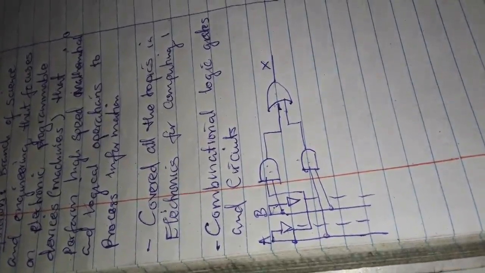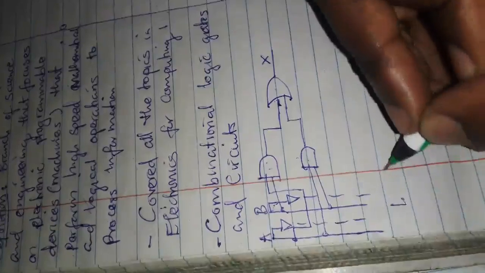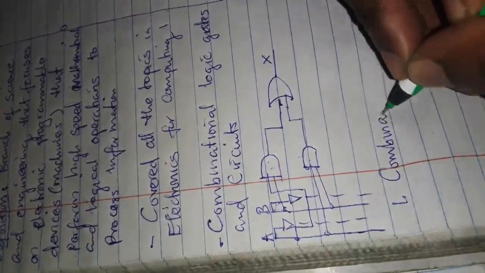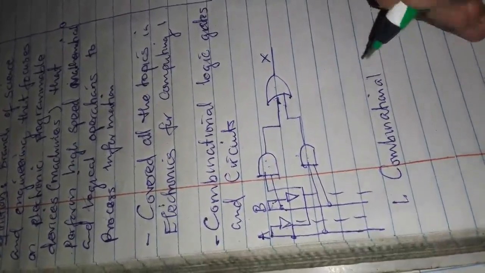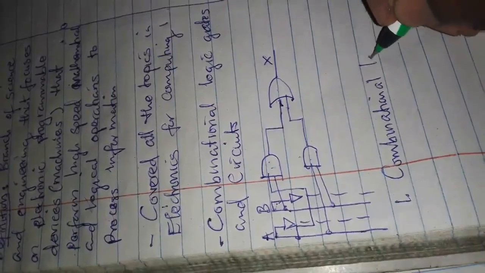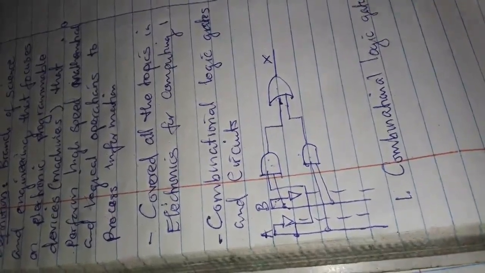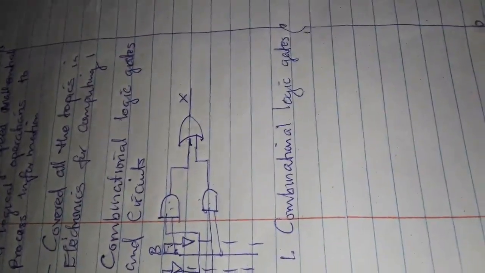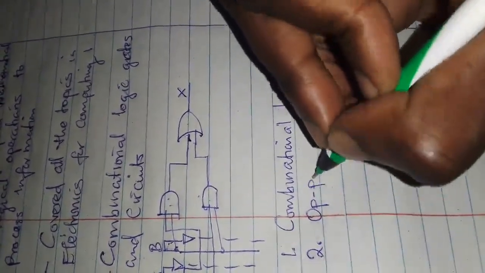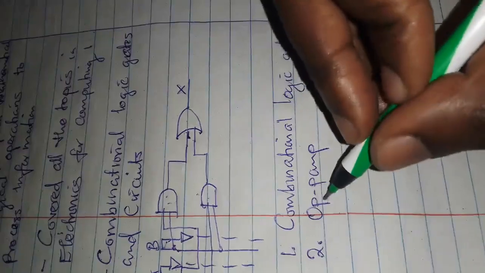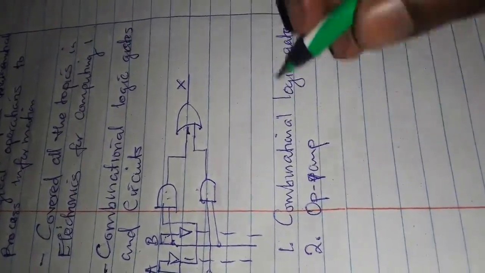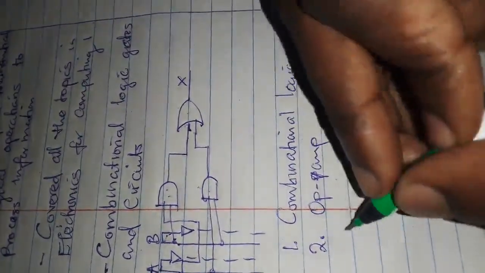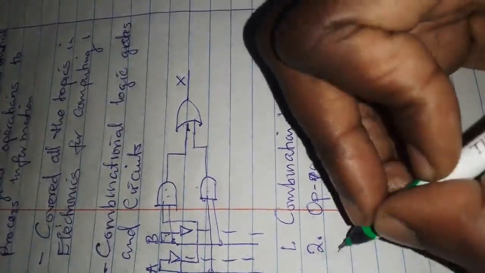So what are the topics that we're going to cover in this course? One, we're going to talk about all the types of combinational circuits, combinational logic gates. After that, we're also going to look at the concept of an op amp, or operational amplifier.